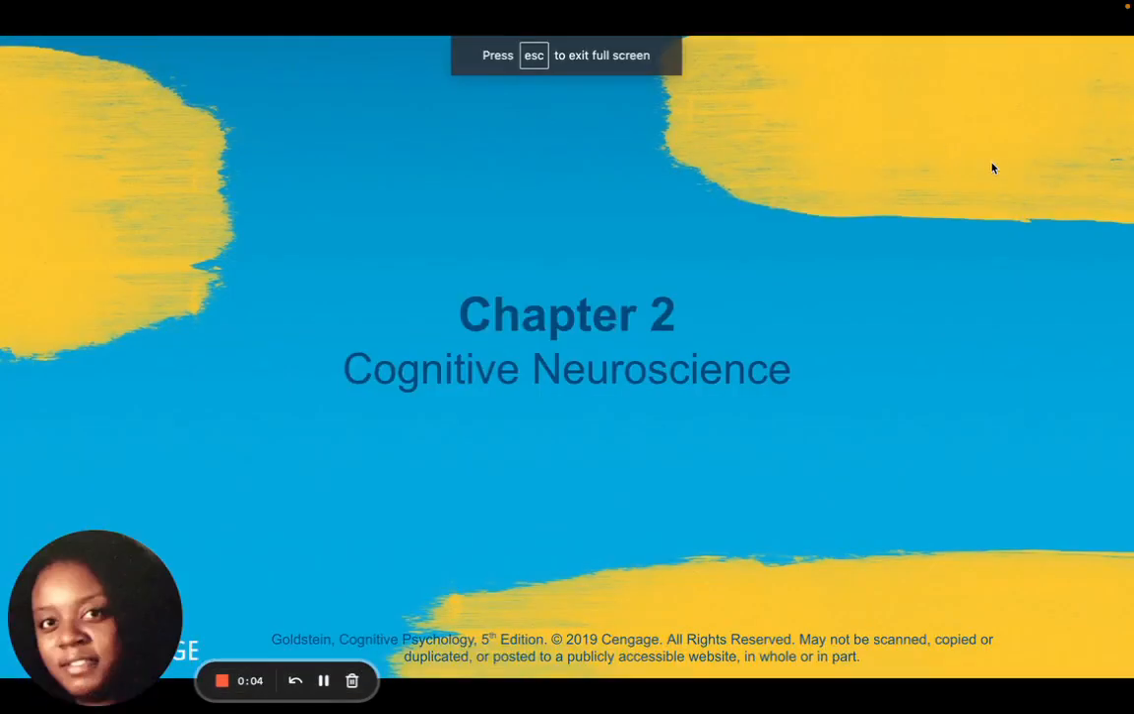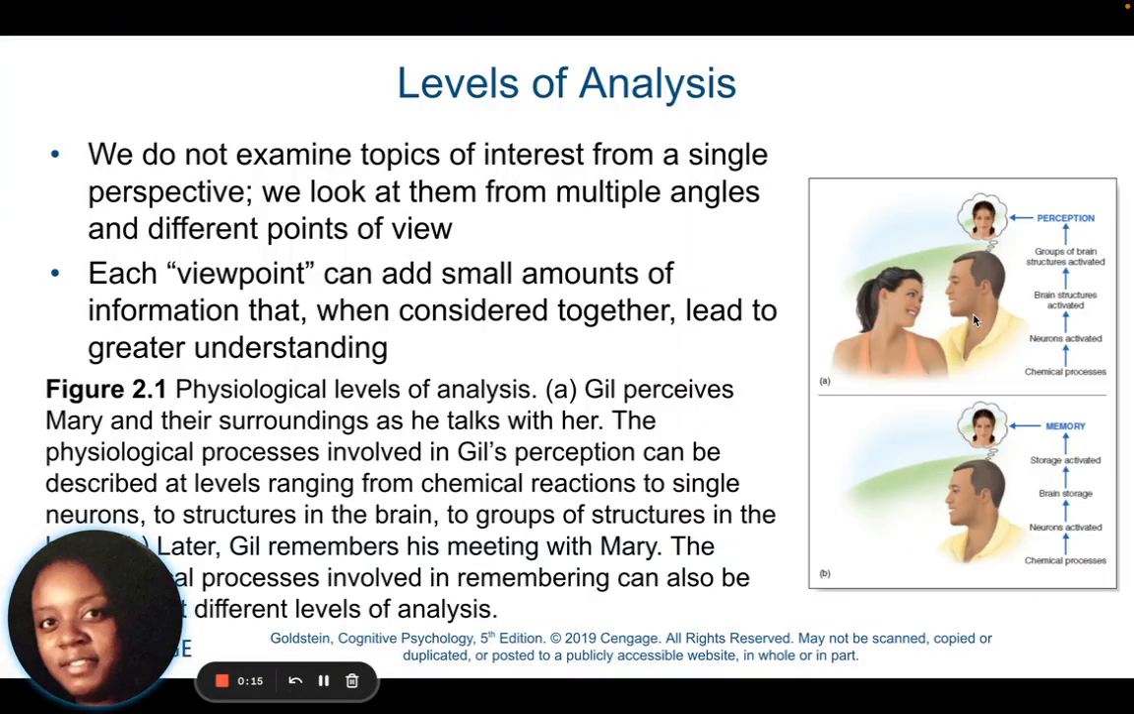Chapter 2 is called Cognitive Neuroscience. So this chapter is really going to focus on what is happening in the brain as we process and have various experiences. So we'll start by discussing levels of analysis.